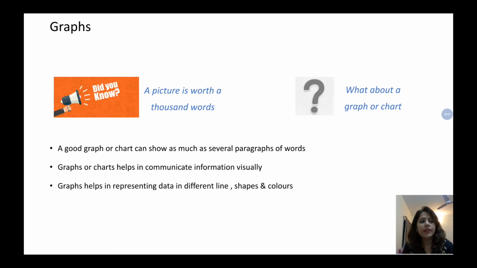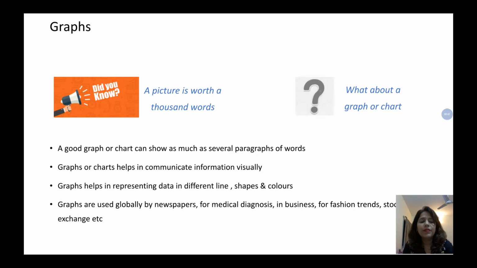You might have seen that graphs are used in newspapers, in medical diagnosis, like for the heartbeat, it is shown with the help of a graph, or in the fashion industry, or you can see in the news that the rupee is going up or the dollar is going down, something like that. So graphs are used to make things very clear.